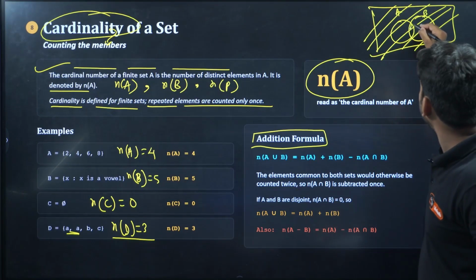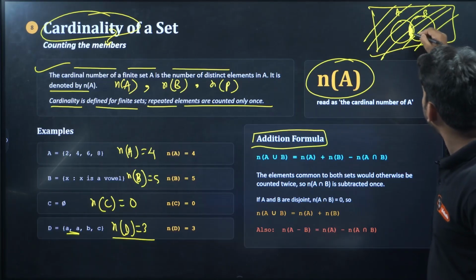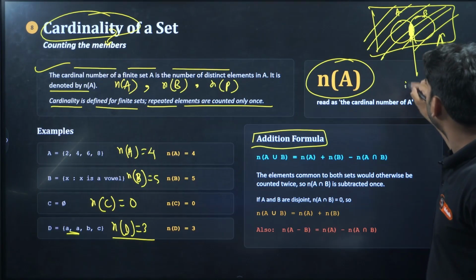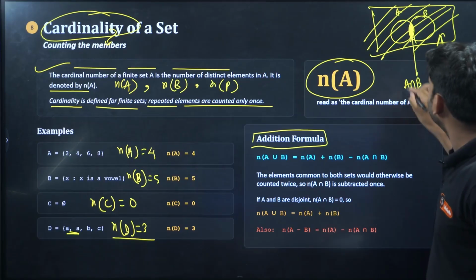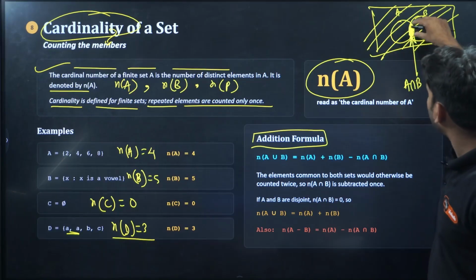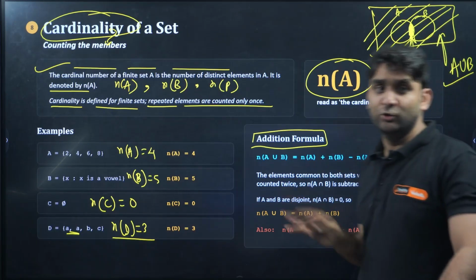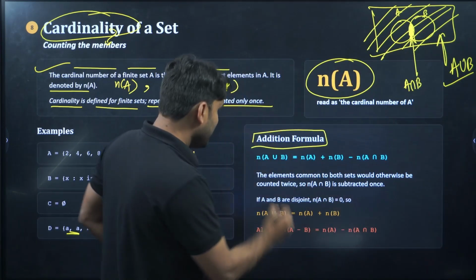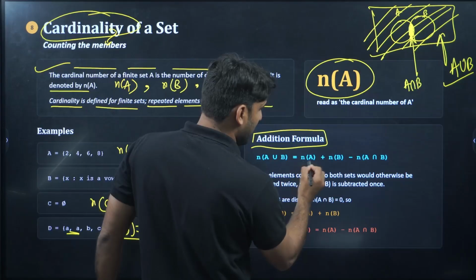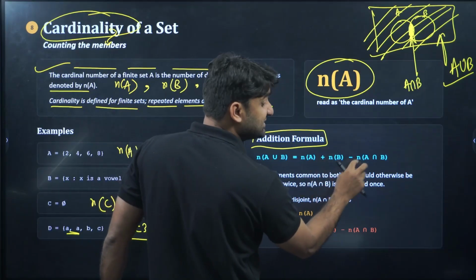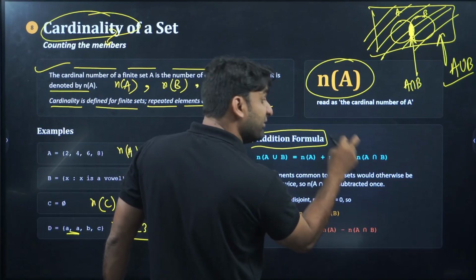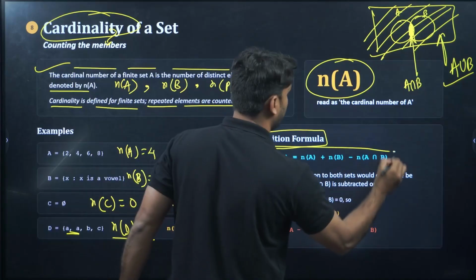And this is called intersection. Can you see the common part between A and B? This is called A intersection B. Clear? So the common portion is called intersection, and this entire combined A and B is called union. Clear, everyone? Okay. So n(A union B) is equal to n(A) plus n(B) minus n(A intersection B), the common number between A and B. This is really a very important formula, guys.